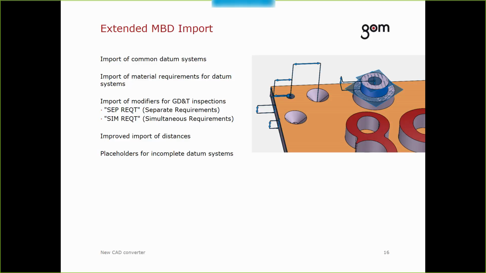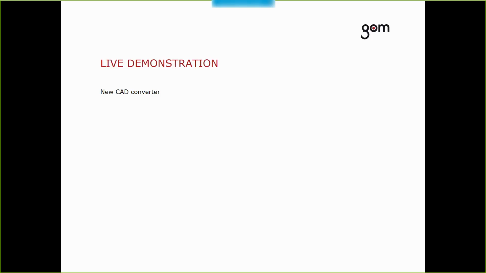The import of distances has also been improved. Distances are now constructed semantically correct. This means that either a projected point distance or a 2-point distance is constructed. This depends on the involved types of the geometries. And finally, the software creates placeholders for incomplete datum systems. If, for example, geometries of a datum system are missing in a CAD file, you can construct the needed geometries and just correct the datum system afterwards. I would like to present the extended MBD import live for you.